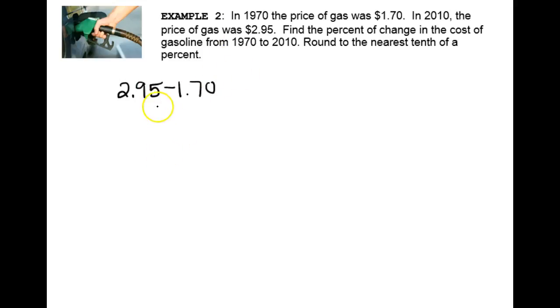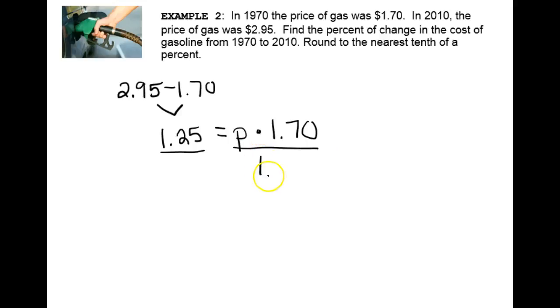So from 1970 to 2010, the price of gas increased by $1.25. And remember, our equation is the amount of increase equals percent times whole. And the whole is always our original amount because we're figuring out from that original, did it increase or decrease? And it increased off of the $1.70 price. So to get the percent of increase, or to get P by itself, we're going to divide both sides by $1.70. So on your calculator, do $1.25 divided by $1.70.